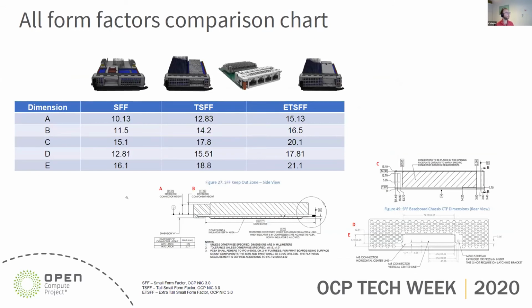So just another comparison of all form factors in one chart. We have the dimensions A, B, C, D, E, which are taken from the OCP spec. These are the only dimensions that were changed when moving to TSFF or ETSFF. All the other dimensions stay the same. I won't go over all the numbers, but you have it here in the presentation. I talked about connector height and component height. We have here also the faceplate height, and they're all in one table, so you can see the comparison between them. And again, these are the only dimensions that we had to change in order to move to those two new form factors.